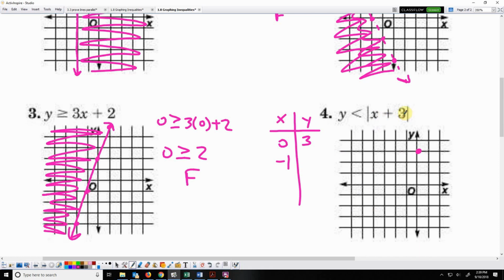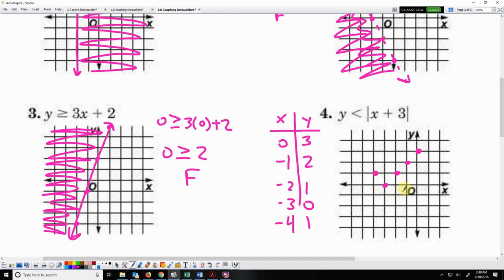-1 plus 3 is 2. Absolute value is 2. So -1, 2. -2 plus 3 is 1. Absolute value is 1. -2, 1. -3 plus 3 is 0. Absolute value is 0. -3, 0. -4 plus 3 is -1. Absolute value is 1.